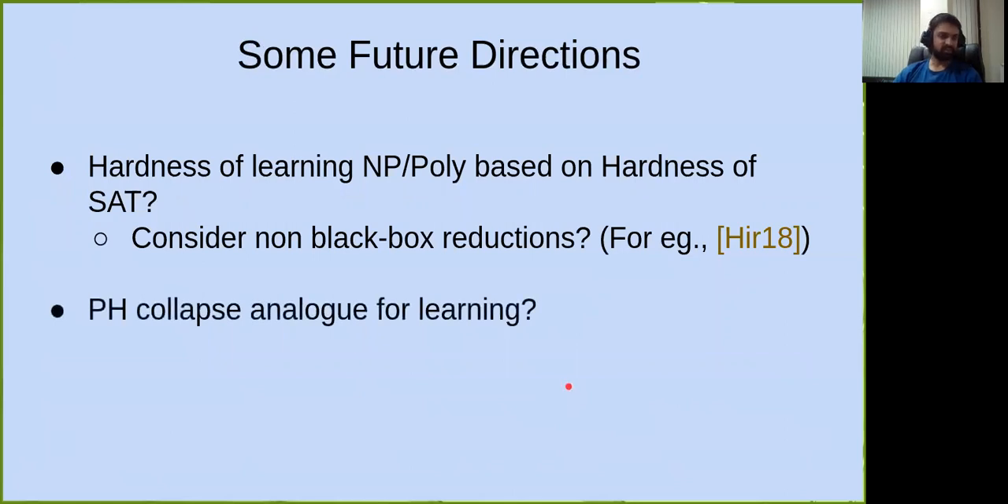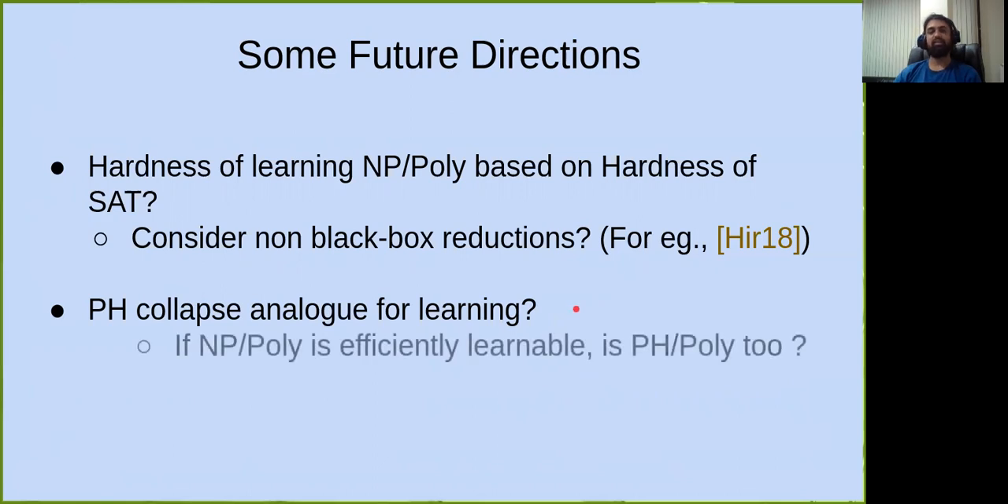Another very interesting question is, can we show an analog of the PH collapse for learning? In other words, can we show that if NP/poly is efficiently learnable, then PH/poly is efficiently learnable as well? I feel that understanding this question would shed more light on the complexity of learning efficiently in general.